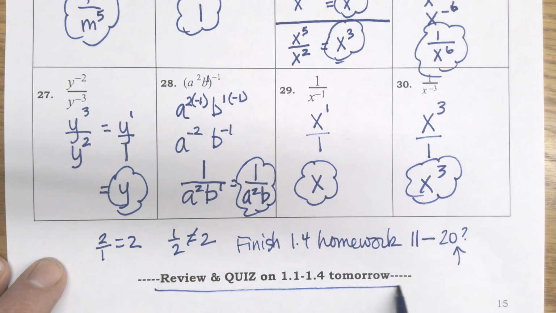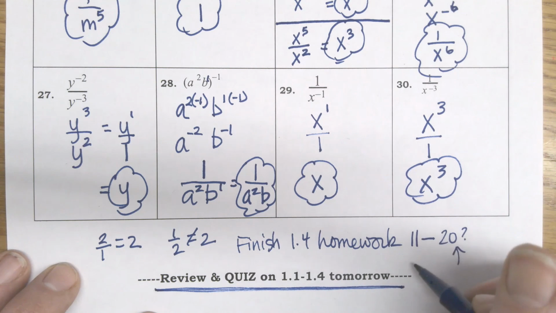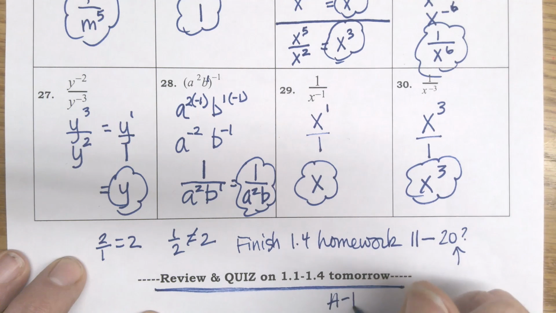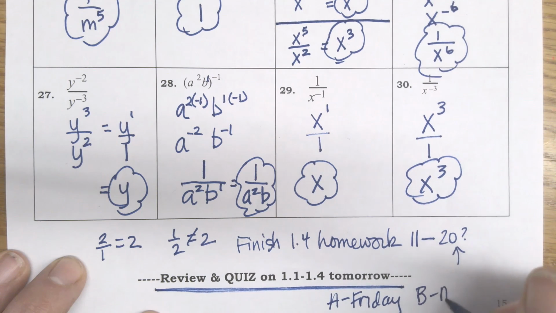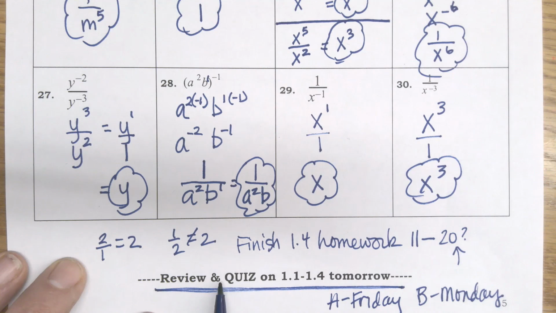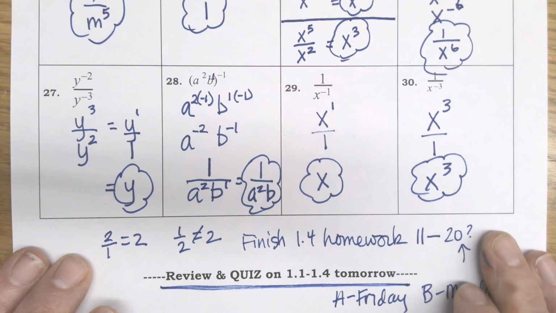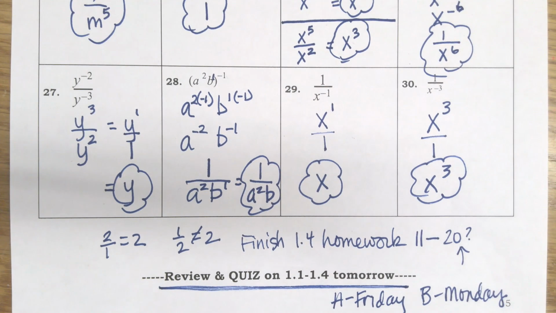And then next time we meet, which is on Friday for us, or if you are a B day, that's Monday. So A day, this is Friday. For our B day students, this is Monday. The next day we meet, you're going to have a review and a quiz. So come with questions, and I will see you then next time we meet. Have a great day.